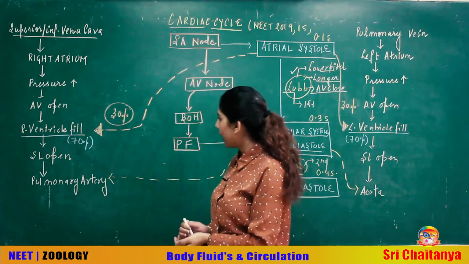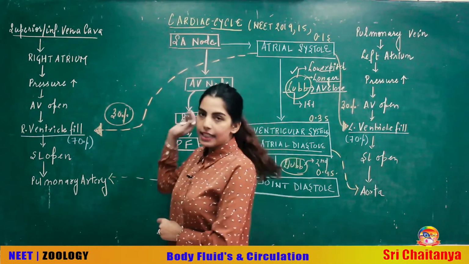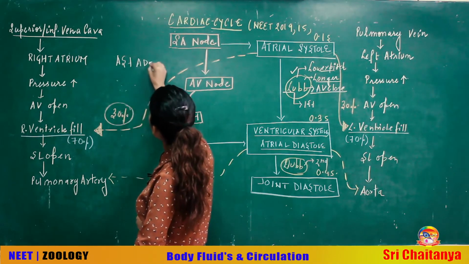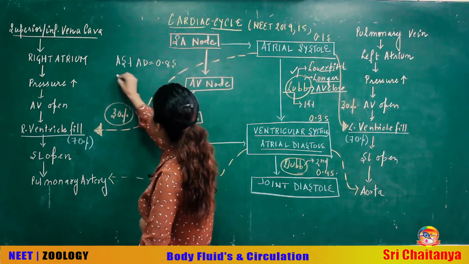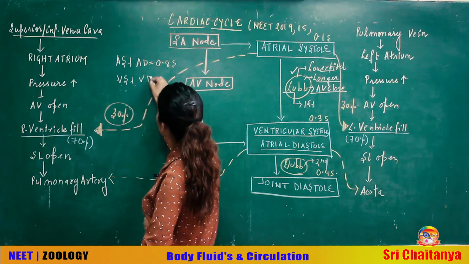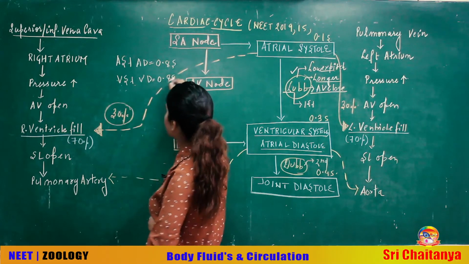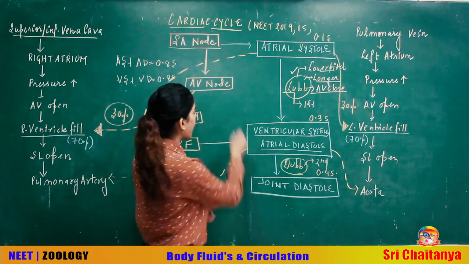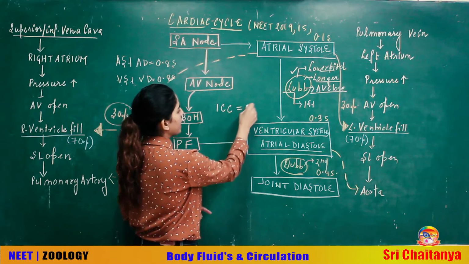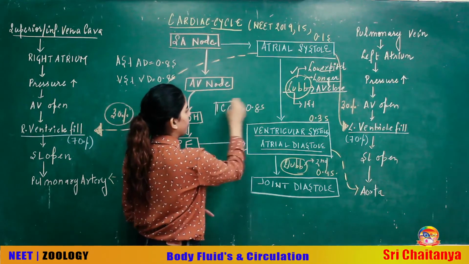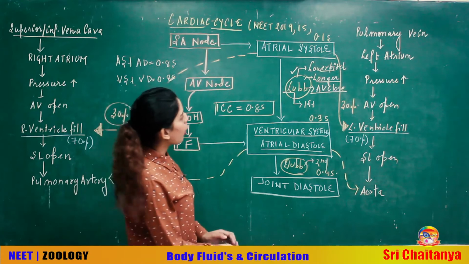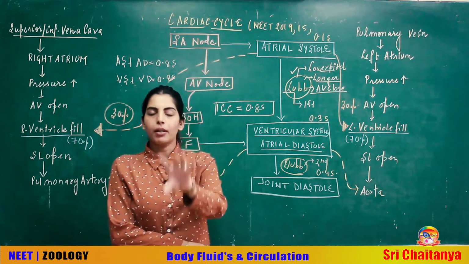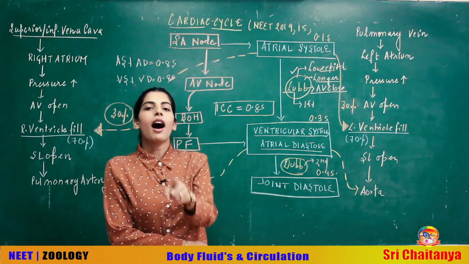Also remember one more thing, that whenever you describe this cardiac cycle, atrial systole plus atrial diastole will always be equal to 0.8 second, and ventricular systole plus ventricular diastole will also be equal to 0.8 second. When you are saying one cardiac cycle, it means it is 0.8 seconds. Why it is 0.8 seconds is because, can you see, in one cardiac cycle you have one lub and one dub. Lub, dub, that is your one heartbeat.